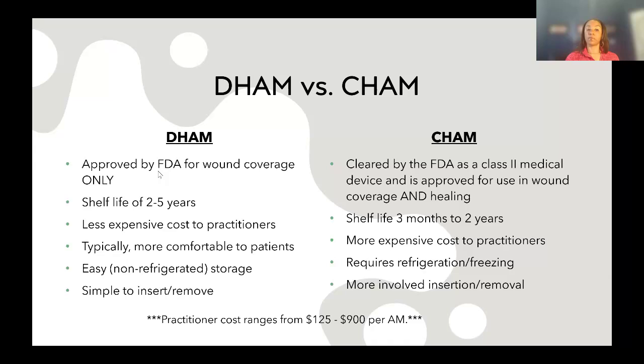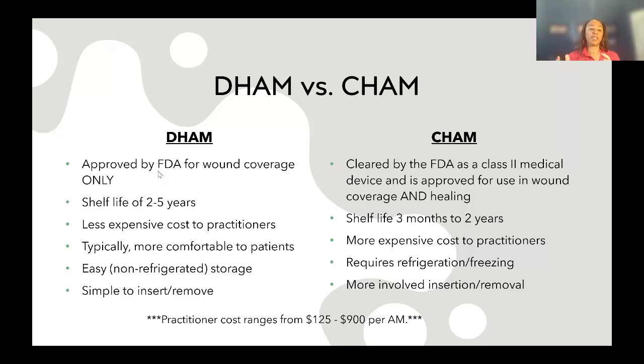For dehydrated membranes, the shelf life is pretty long, 2 to 5 years. Cryopreserved, 3 months to 2 years. Dehydrated membranes are less expensive to us as a practitioner. Cryopreserved, a bit more expensive. Dehydrated, they can be stored just on a shelf, very easy to store. Really, you don't need anything special. Cryopreserved does require freezing or refrigeration.